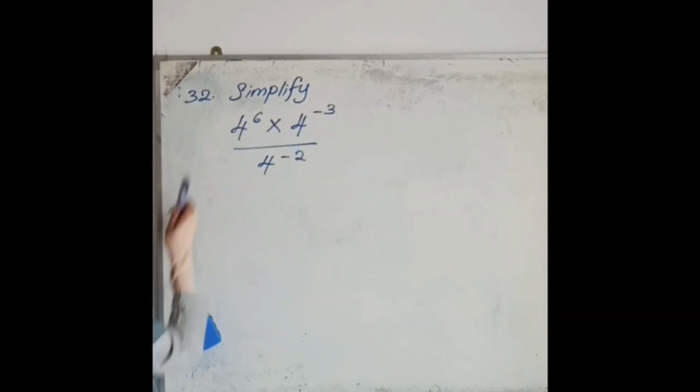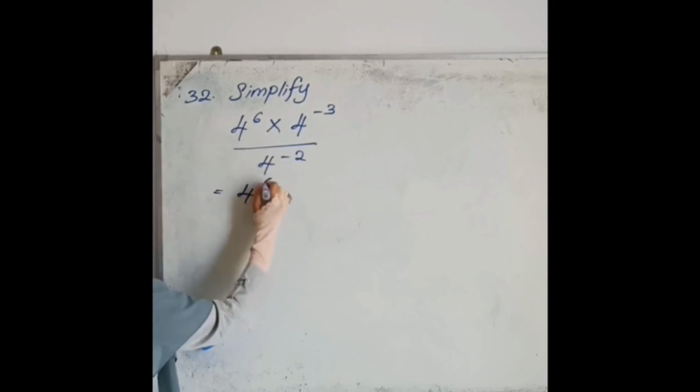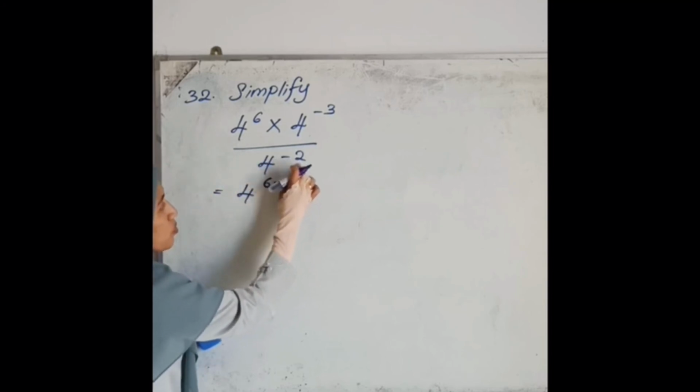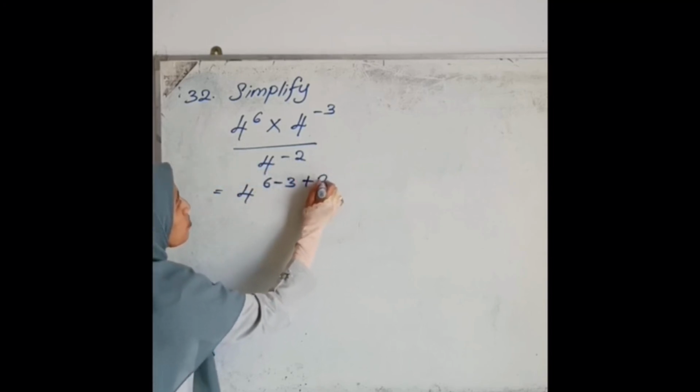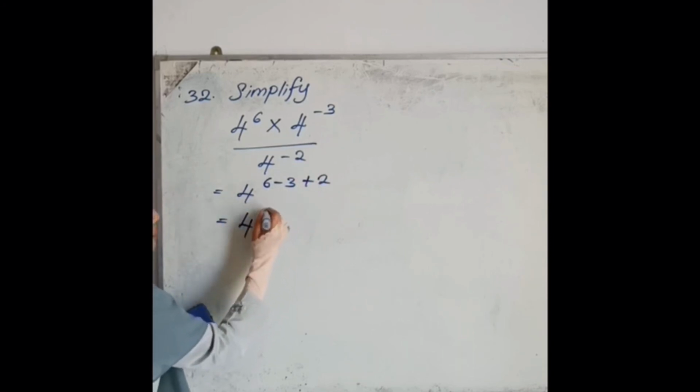Okay, number 32. So 4, 6 plus negative 3 means minus 3. Minus negative 2 means plus 2. So the answer is 4 to the power of 5.